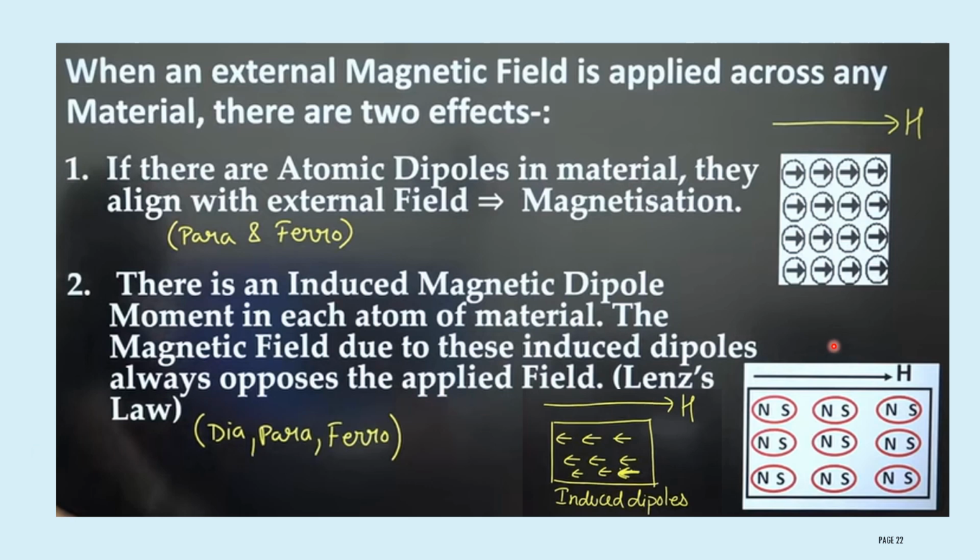By the application of an external magnetic field, each atom of the material will get an induced magnetic dipole. Because of this induced magnetic dipole, it will generate a magnetic field. But this field always opposes the applied field. This one we will call Lenz's law. This property you can observe in diamagnetic, paramagnetic and even ferromagnetic material also.